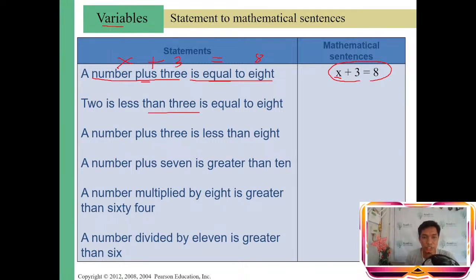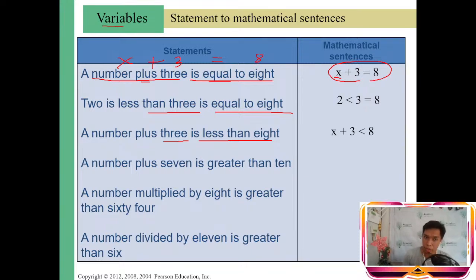A number minus 3 is equal to 8. Okay, minus means to take away, so x minus 3 is equal to 8. A number plus 3 is less than 8, so we can write it like this. A number plus 3 is less than 8.